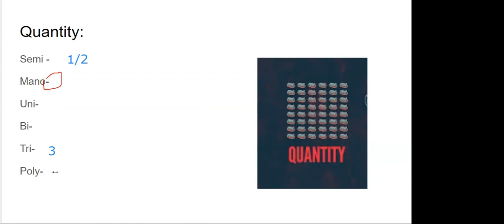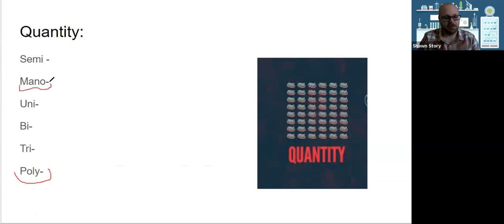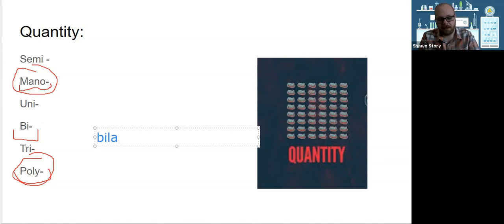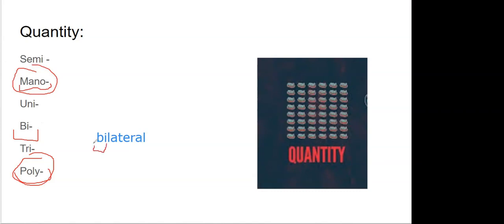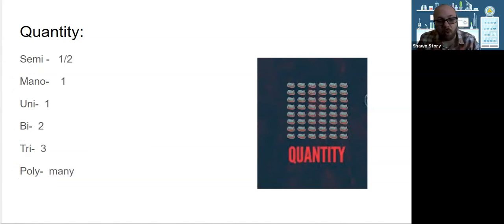So you will see these terms in medical terms. If there's only 1, you'll see mono. Many, you'll see poly. If there's 2 of them, bi. Like we talked about bilateral. Bi means 2, side. So if something is bilateral, there are two sides to it.